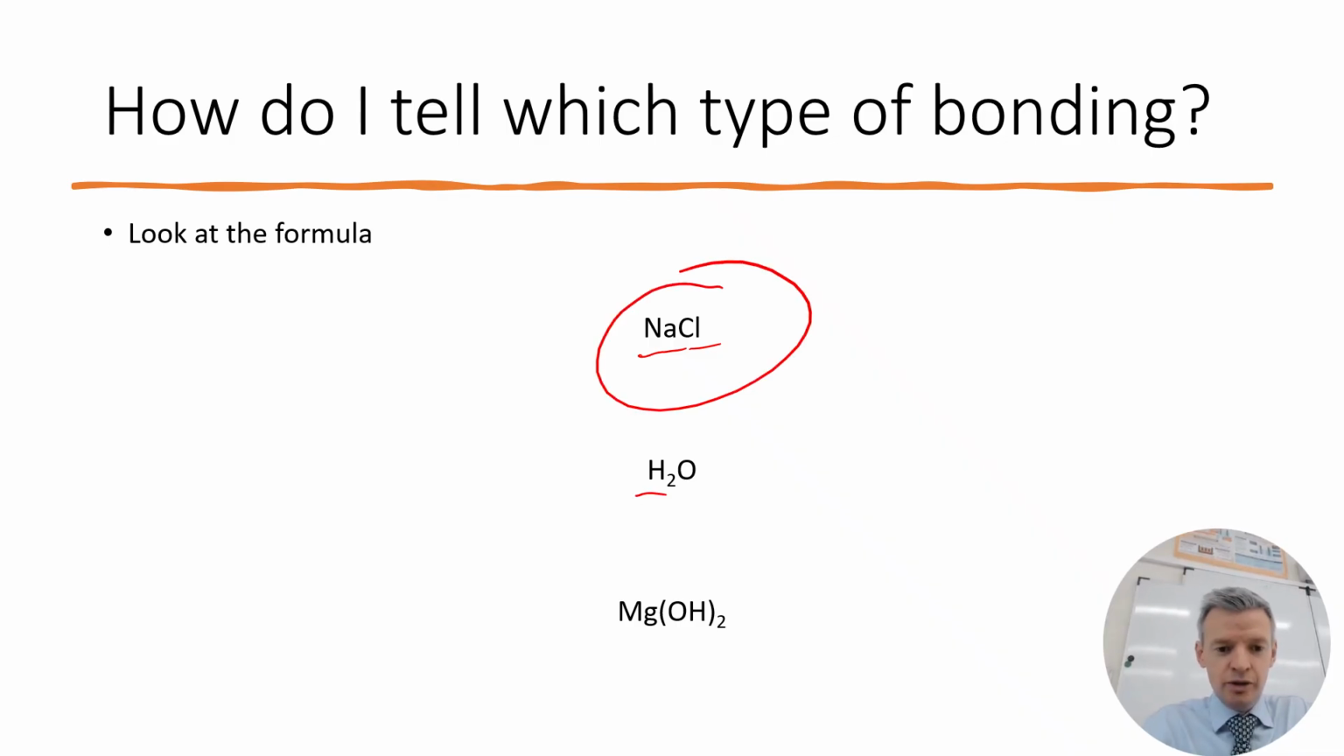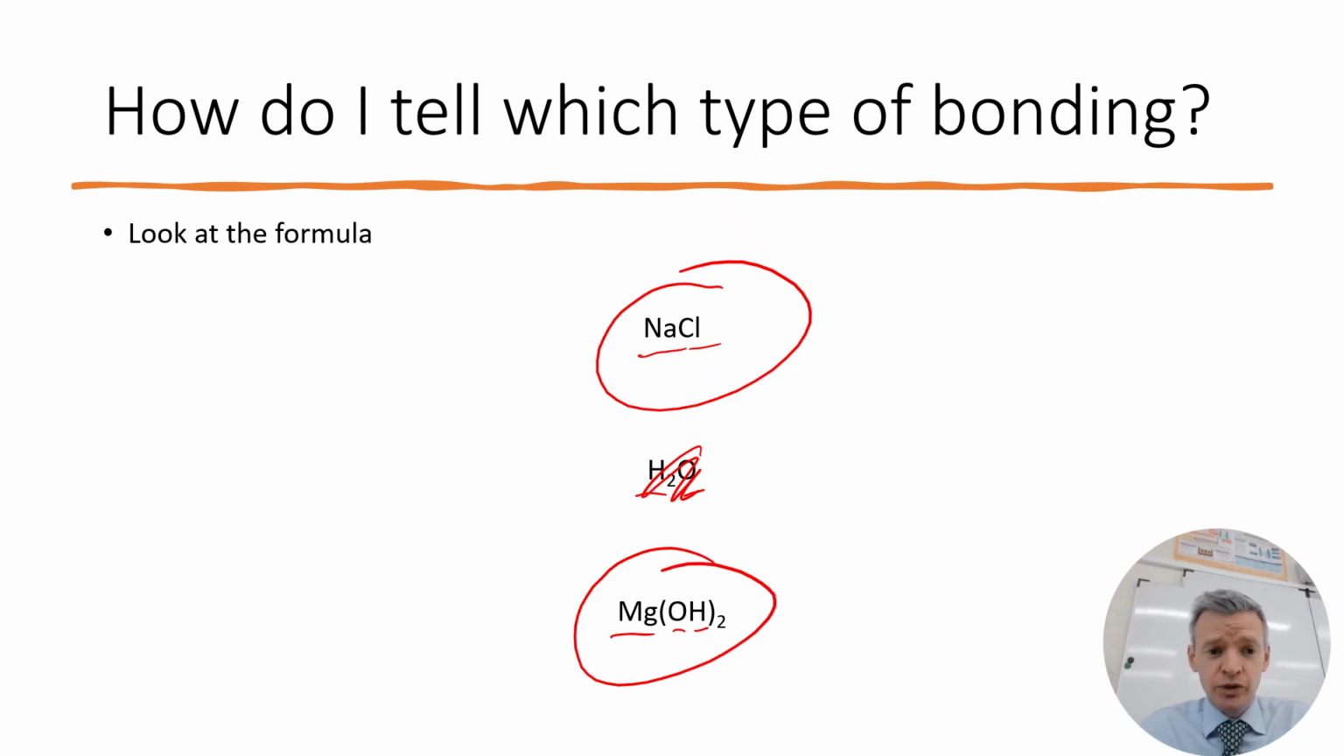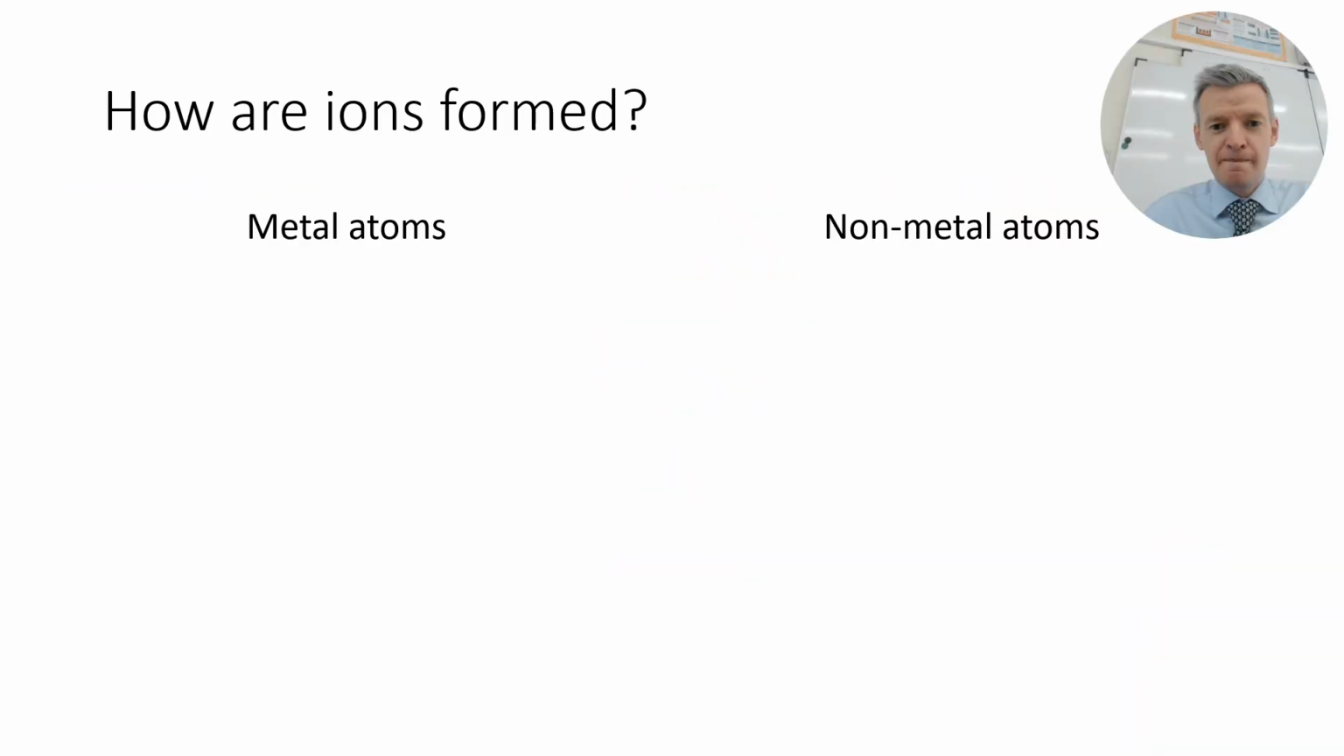Hydrogen, non-metal, oxygen, non-metal, not ionic. Magnesium, and then we've got oxygen and hydrogen, so we've got a metal and two non-metals, ionic. So that's a very simple thing you should be looking at first when you get given a question on a compound and which type of bonding it is.